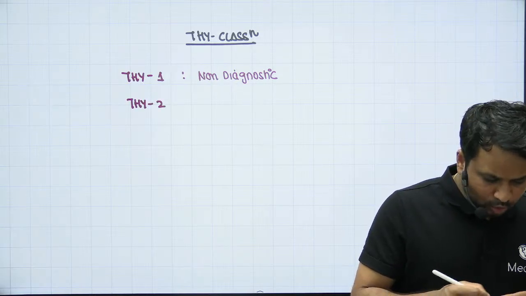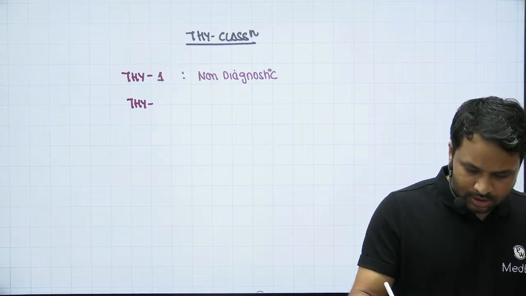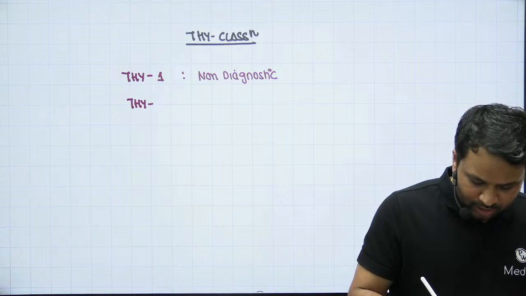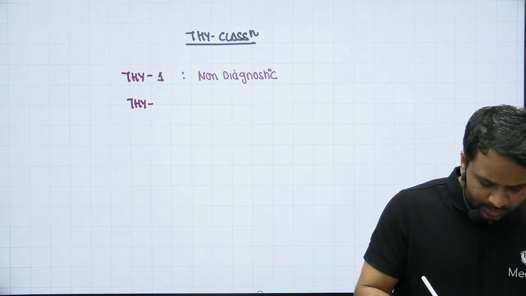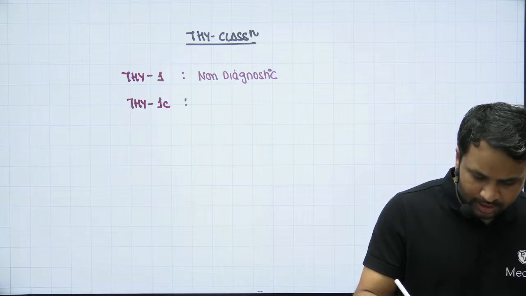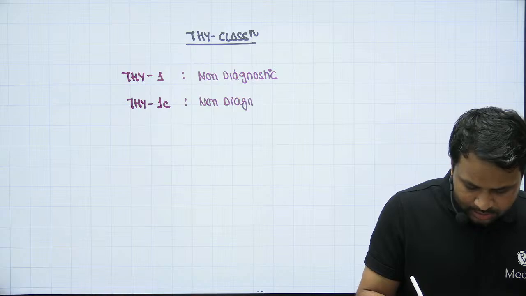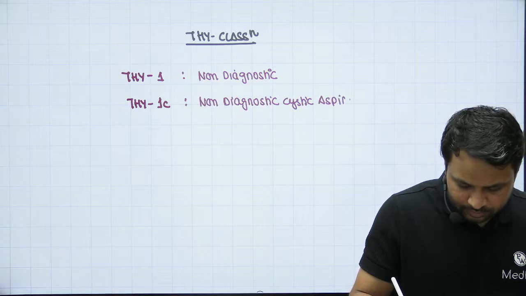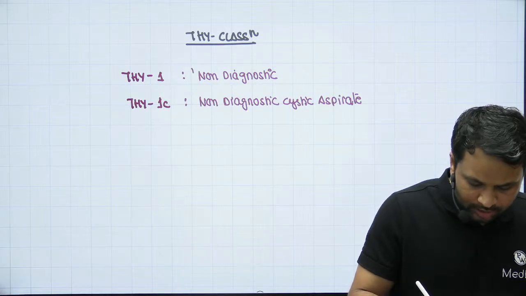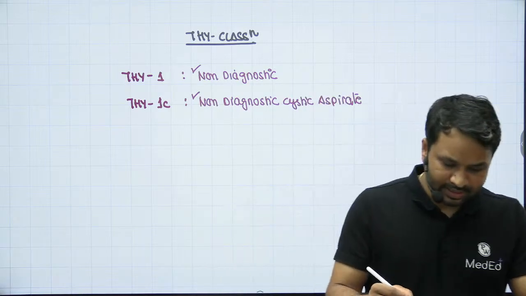Now, before Thy 2, we have Thy 1C also. Whereas Thy 1 is non-diagnostic, we have the Thy 1C category. Thy 1C is a non-diagnostic cystic aspirate. This time the swelling was cystic, so it is a cystic aspirate. It is non-diagnostic. That is your Thy 1C category.